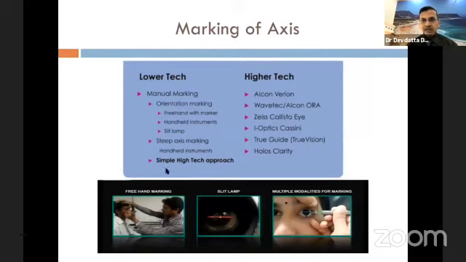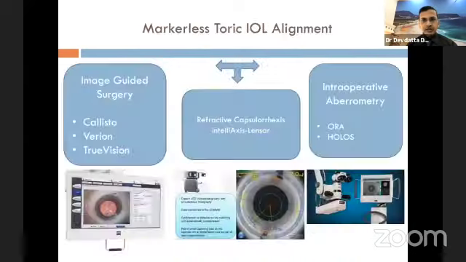How to mark the axis? We can go for earlier methods like freehand marking. Then we have the slit lamp method, and there are different markers available like bubble markers. But nowadays, because of the high-tech machines, we can have markerless toric IOL alignment with the help of image-guided surgery tools, namely Callisto, Verion, TrueVision, or we can even go for intraoperative aberrometry like ORA or Holos. The recent one is known as IntelliAxis by the LenSx machine.